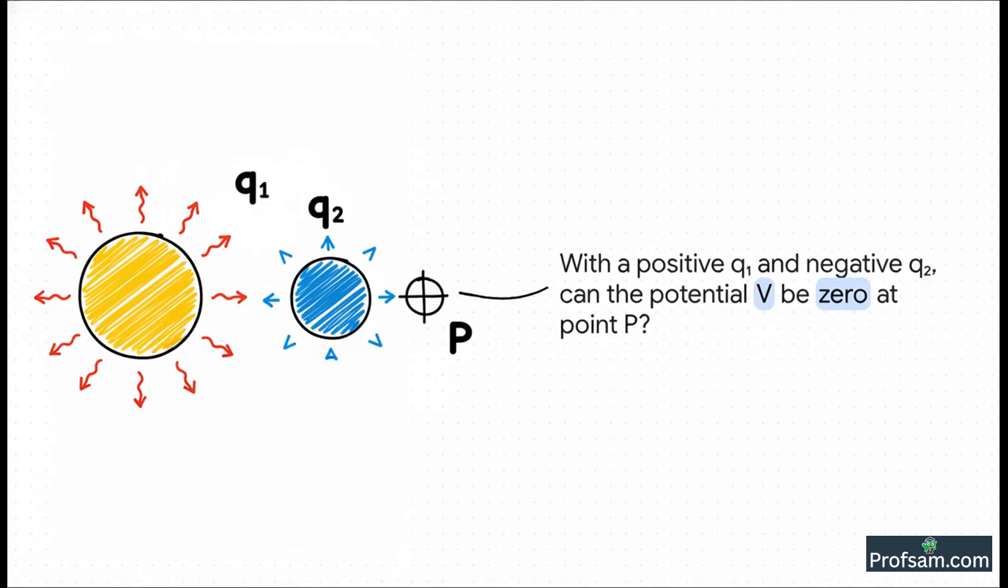Now here's the tricky part. The electric field here is definitely not zero, right? Because the field from the positive charge points away, and the field from the negative charge points towards it. So at a point in between, they actually add up. They point in the same direction. So, if the field isn't zero, how can the potential be zero? That's the puzzle we're going to solve.